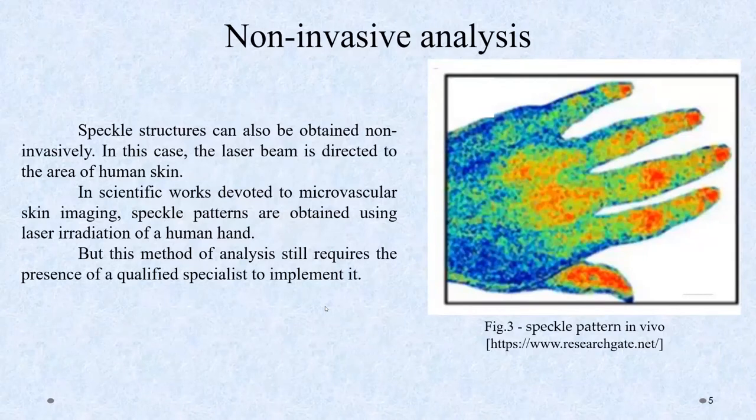In scientific works devoted to microvascular skin imaging, which I cite in my article, speckle patterns are obtained using laser irradiation of human hands. What's the problem of these methods? This method still requires the presence of a qualified specialist to implement it, because when irradiating the hand, we need to consider many factors associated with movement of our skin, behind which are the vessels. It's the object of our analysis. Therefore, the specialist must carefully fix the patient's arm. You can't do it by yourself, as a patient. Only a good specialist can place your hand.